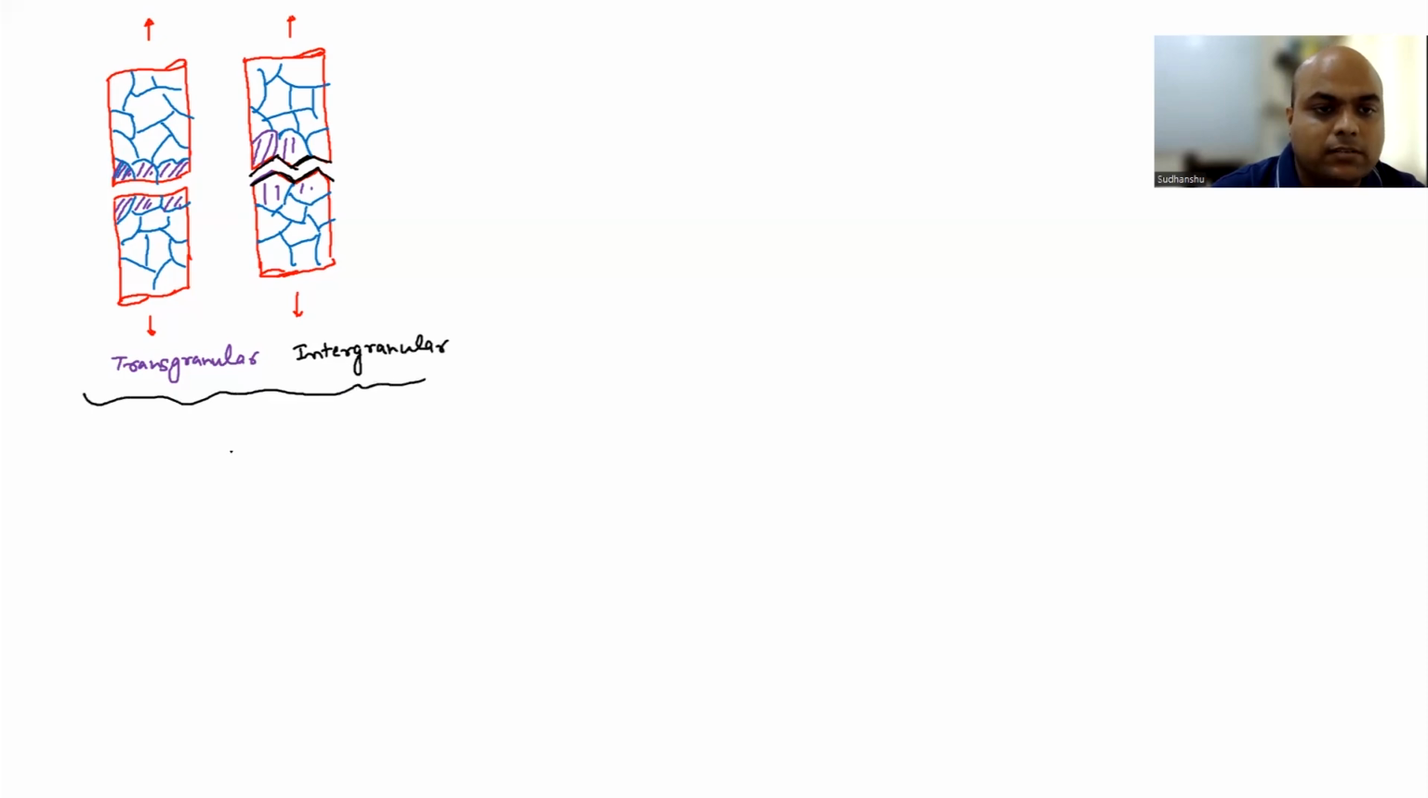And both are brittle. Okay. You're not seeing any necking here. If you see, the fracture has occurred without necking. You see, there is no necking in this region. So very less plastic deformation. And if it occurs through the grains, then we call it transgranular. If it is occurring through the grain boundary, we call it intergranular.